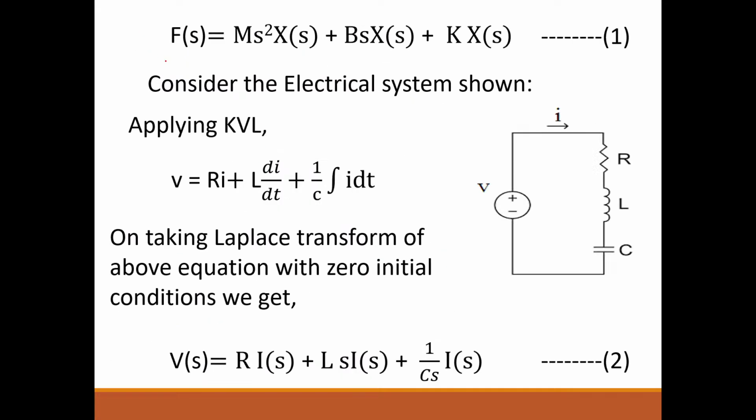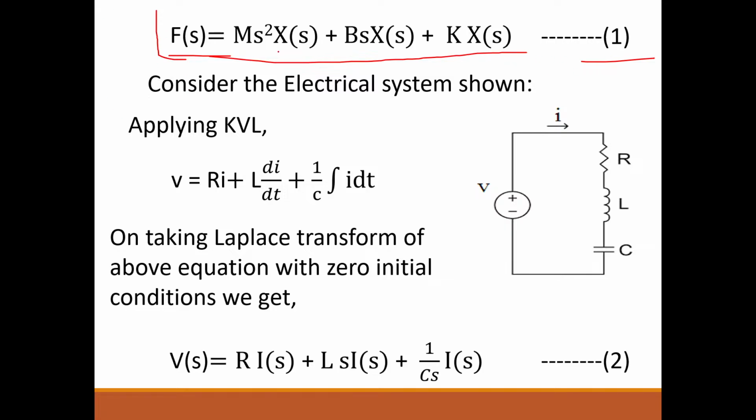For that differential equation, if you convert that into Laplace form, what do you get? Instead of small f, you will write capital F of s is equal to, what was there in the differential equation? m d square x by dt square. Instead of that, you write m s square X of s plus b s X of s plus k X of s. Consider it as equation 1. This equation 1 is the force balance equation in Laplace form.